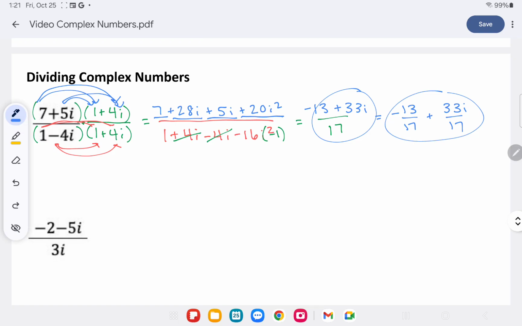On the last one, you can multiply the numerator and the denominator by the conjugate if you want, negative 3i. But a shorter way of doing this one is just simply multiplying the numerator and the denominator by i, because then the denominator will say 3i squared, and i squared is just negative 1. And so we just have negative 3 in the denominator. And then in our numerator, when we distribute the i, we have negative 2i minus 5i squared, which turns into positive 5 minus 2i.